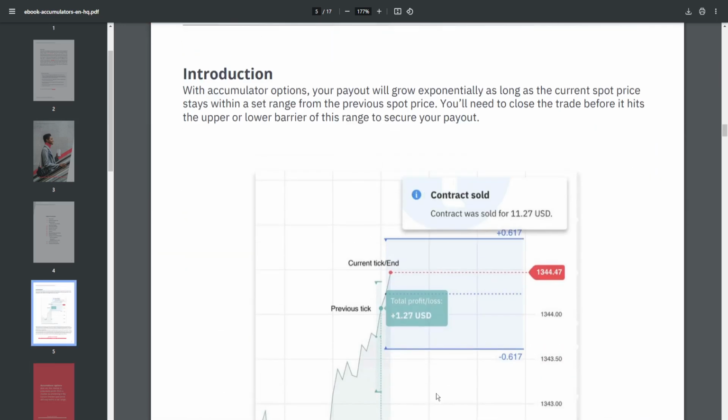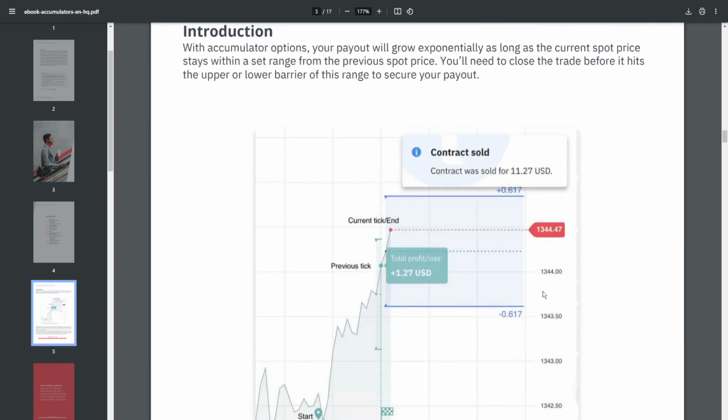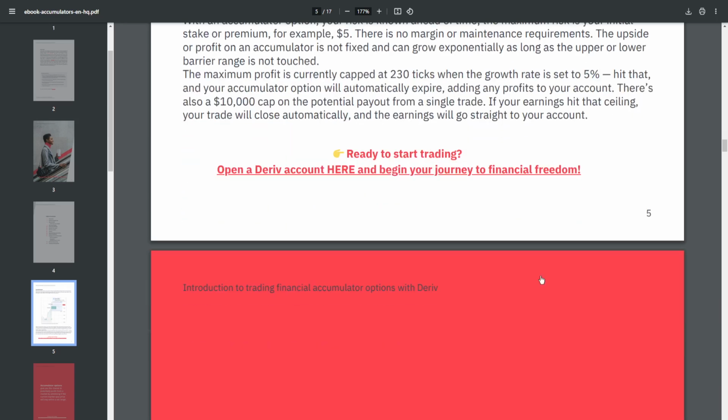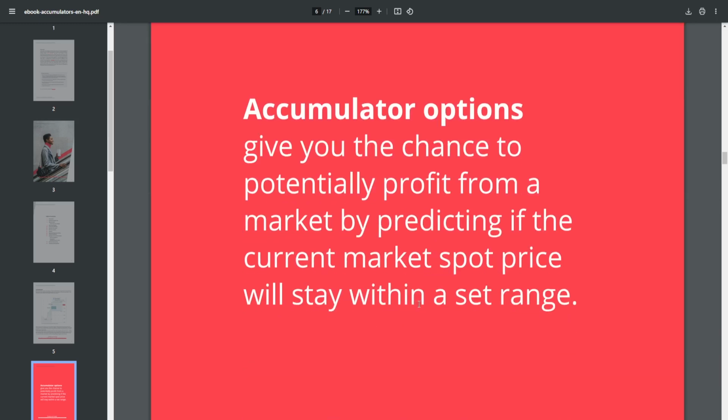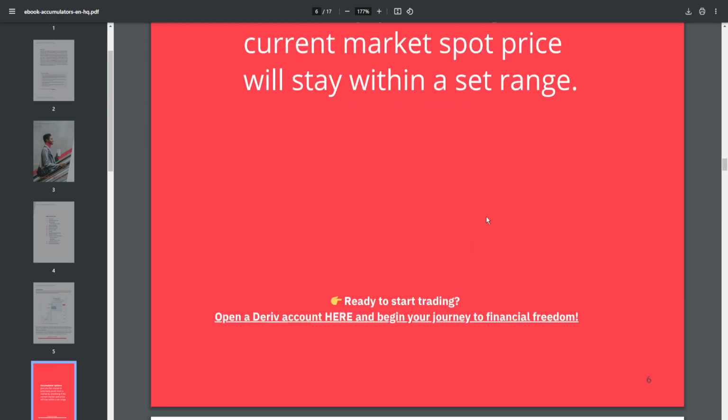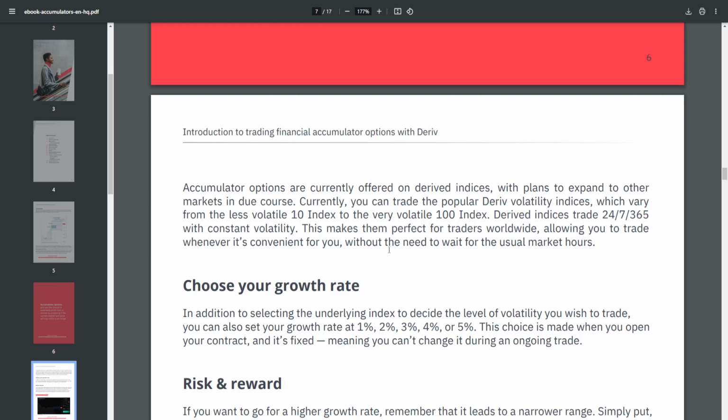Okay, so you're predicting the market as long as this chart stays within this barrier and does not hit the limits of the barrier, you will experience your profit. And once again, there is no limit. So that is the good thing about accumulators. Okay, so ensure the current market stays within a set range. And when you see the market does not want to stay within a set range, close your trade immediately, unless you want to experience a loss. Okay? All right, let us continue.